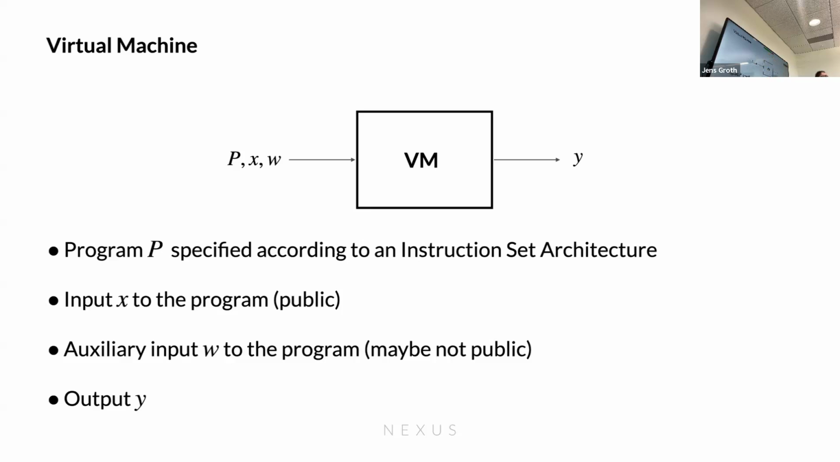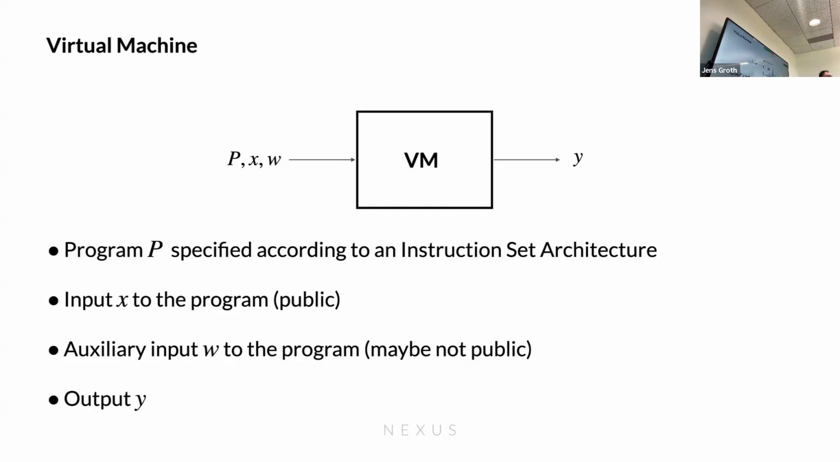So X is the public input, something that you explicitly need to check. This is really what the machine is running on. W is an auxiliary input. You may not need to explicitly check W. So that's the distinction between those two inputs. And from that, you will get an output of this computation.